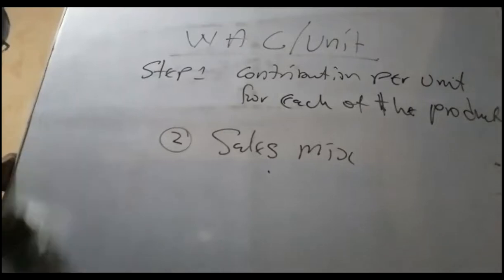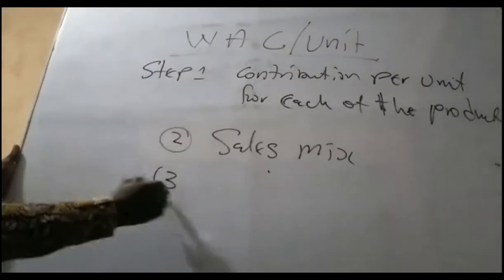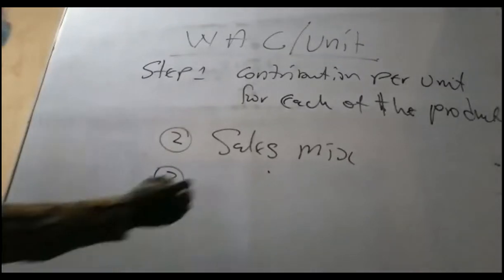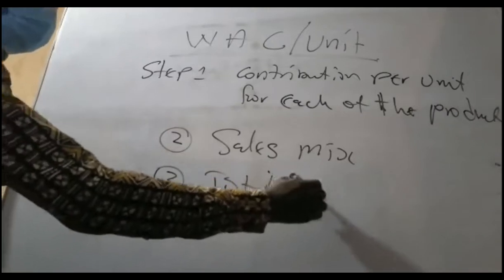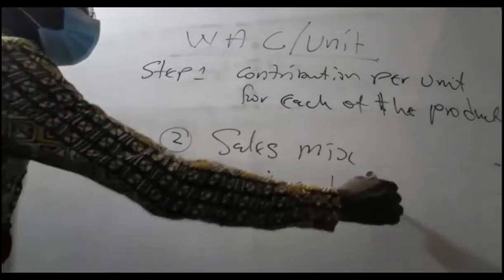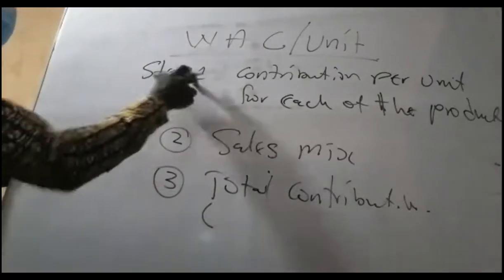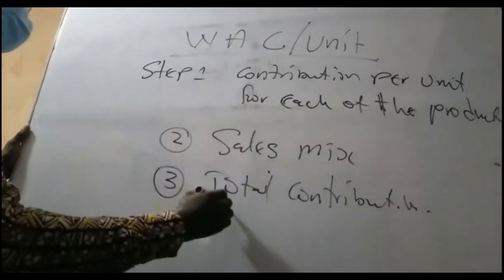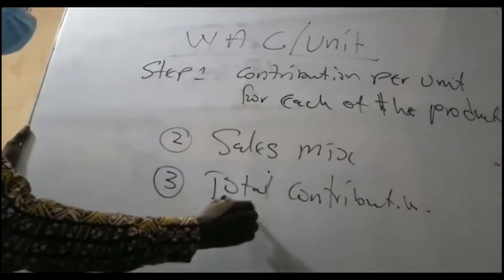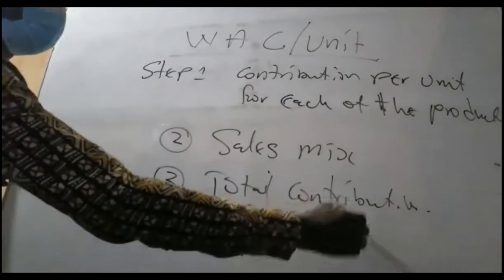Then step 3. Determine the total contribution. How do you get it? It is step 1 times step 2. Total contribution is equal to the individual mix times the contribution per unit. That's all.